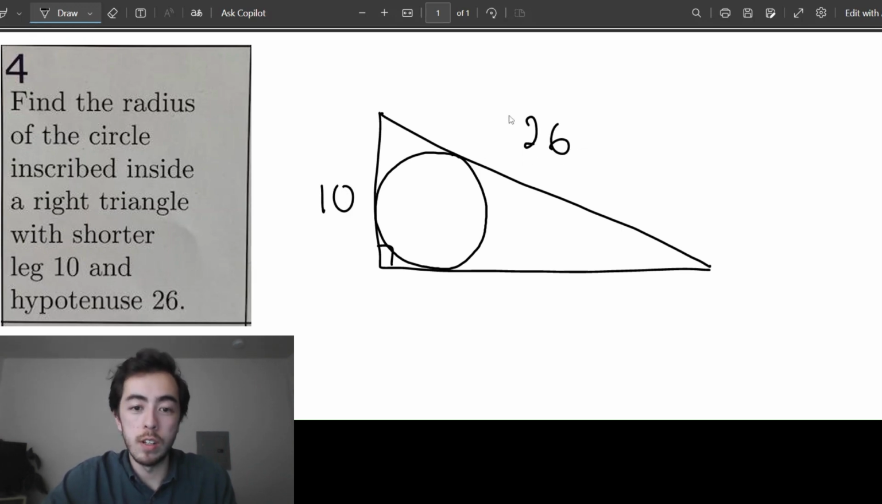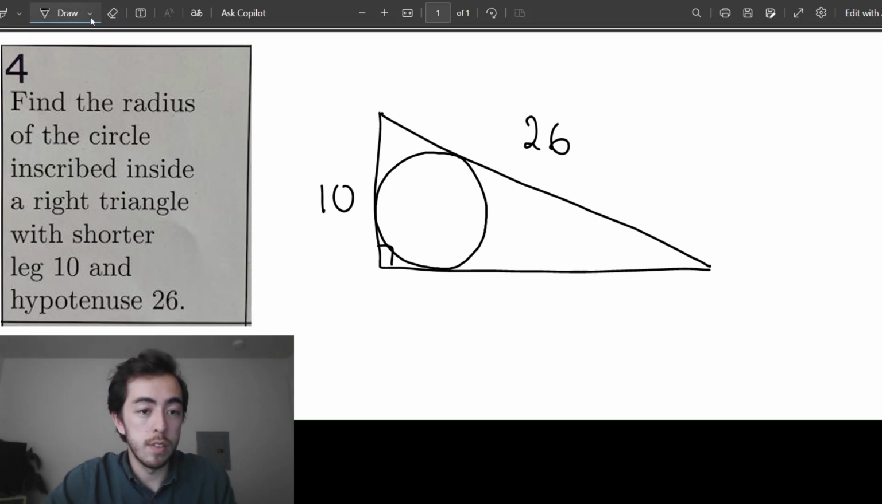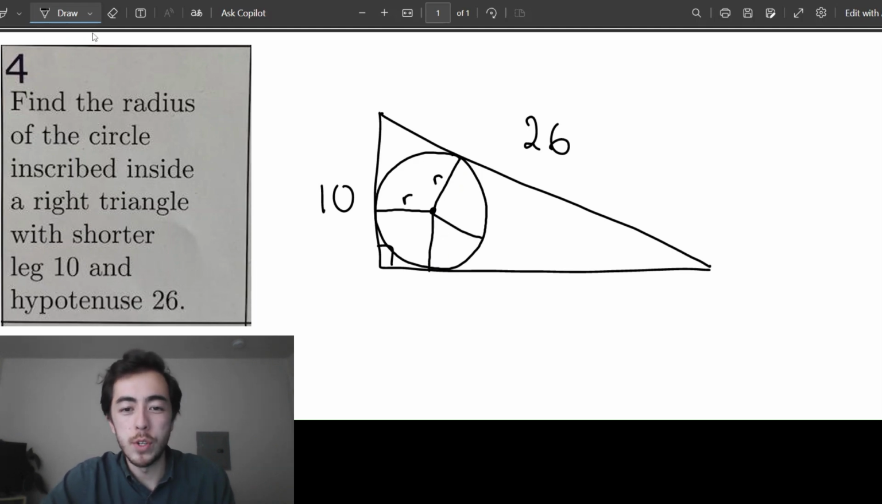The legs of a right triangle are the shorter sides, the ones next to the right angle in the corner. And the hypotenuse is the longest one. And we need to find the radius of this circle. We could draw the center of the circle, and any of these distances are going to be the radius. I'm trying to draw radii that connect to other parts of the diagram, so it would make sense to draw all of these ones, because they intersect the sides of the triangle.